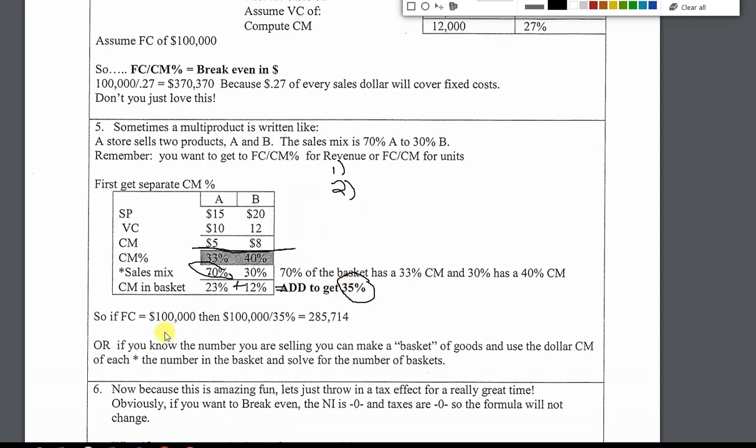So I take my fixed costs of $100,000 divided by 35% is 285,714. Okay, then I could do this. That's my revenue. I know my revenue is made up of A of 70%. So I have 70% of A. So my revenue from A is 285,714 times 0.7. So 199,993. And I know that 30% of my revenue is coming from B.